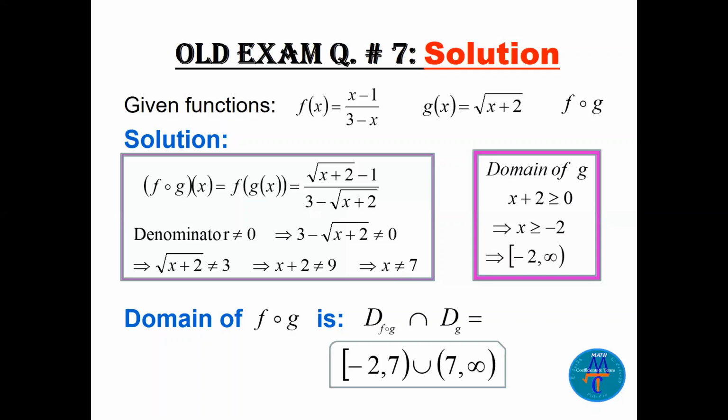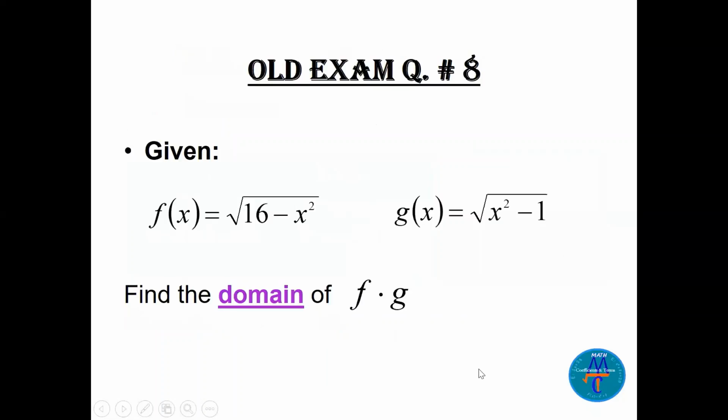Now, the domain will be the intersection of this and this. So from -2 to infinity, and we have to remove the 7. So the final domain of f circle g will be closed -2 to 7 open, union 7 open to infinity. Now here we have a nice question where we have f of x, square root of 16 minus x squared, not linear, this is quadratic or polynomial. g of x will be square root of x squared minus 1. Let's find the domain of the product f times g.